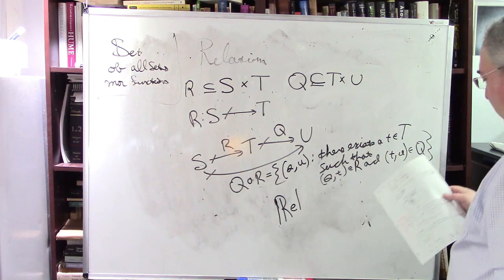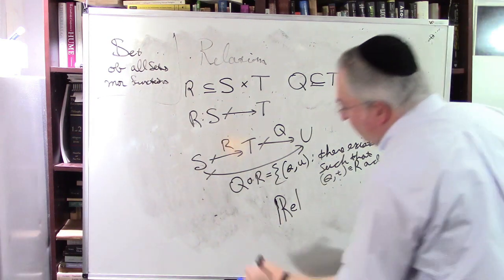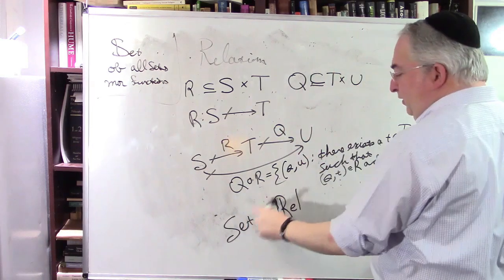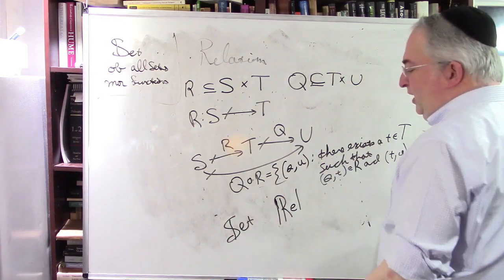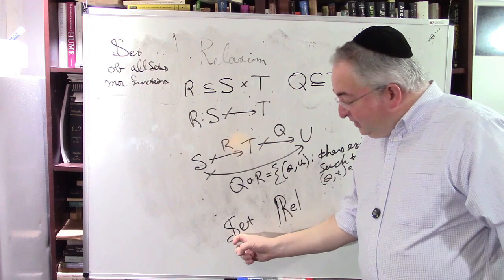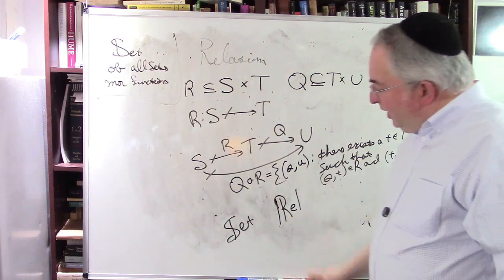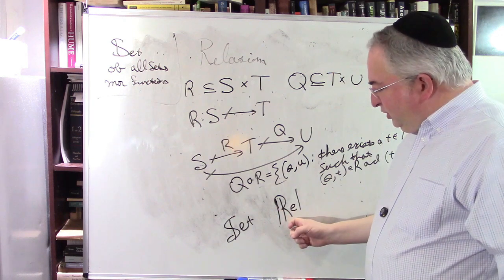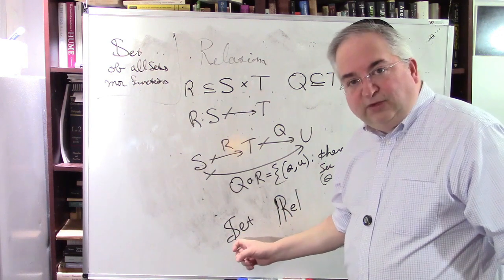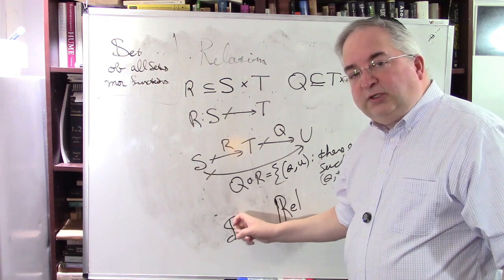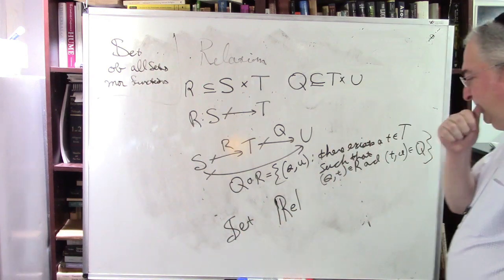Okay, the way I want you to think of it is, Set and Rel are very similar to each other in the following sense. This has objects that are all sets. This has objects that are all sets. This has all relations. This has special types of relations called functions. I'm going to spend a little time talking about that.